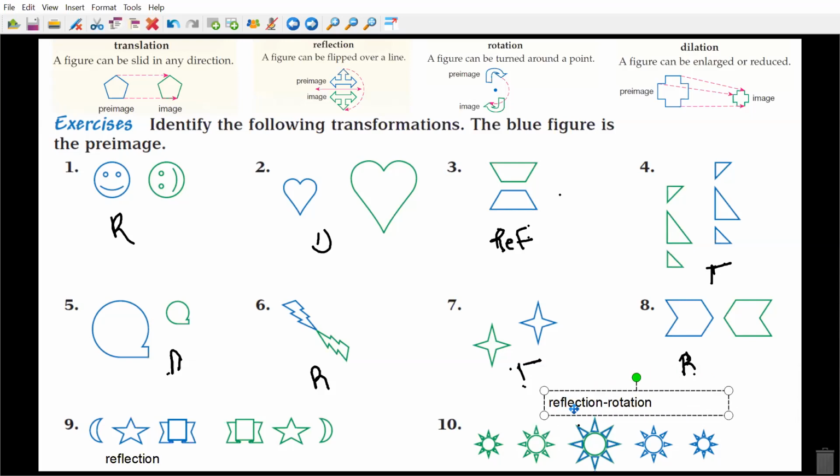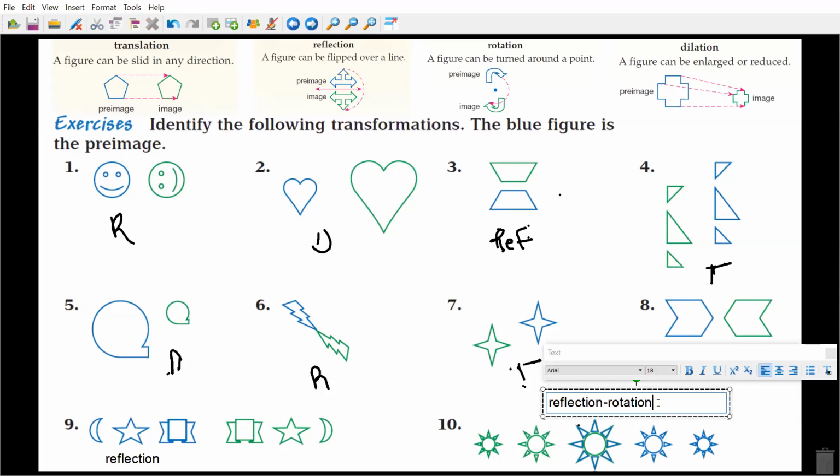Translation. Who said translation? Did anyone say translation? Me. Okay, Carly. And translation.